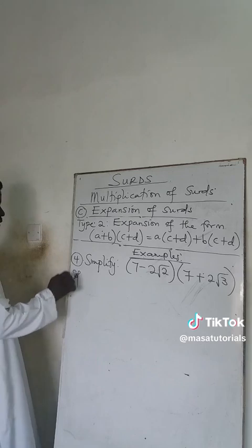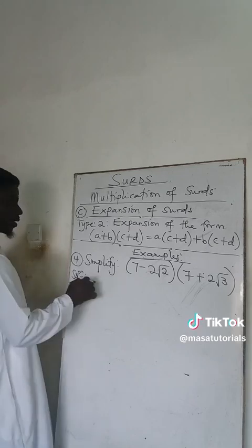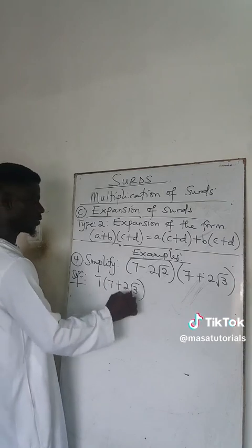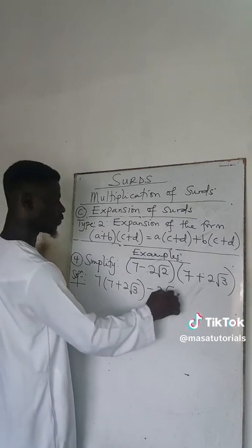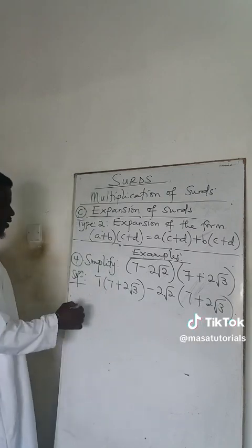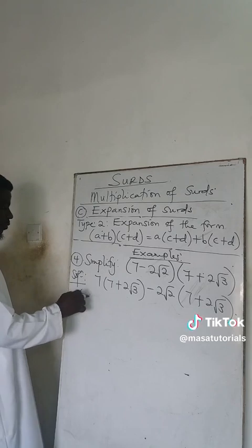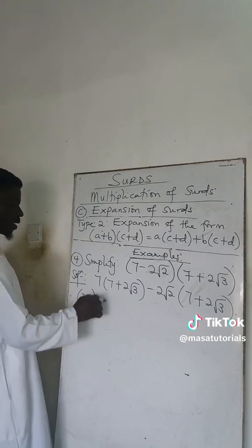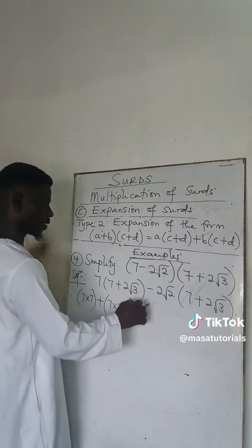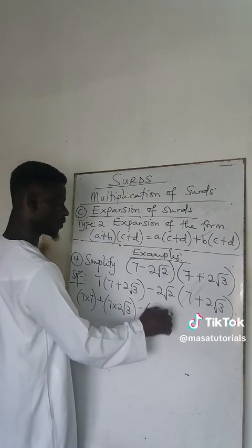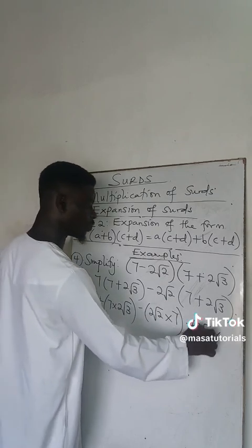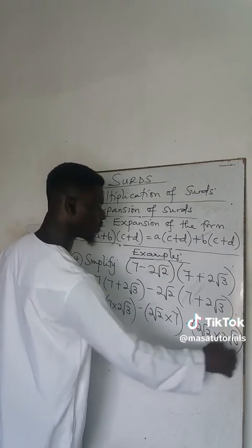So let's see the solution. Here we get 7 times 7 plus 2 square root of 3 minus 2 square root of 2 times 7 plus 2 square root of 3. So here 7 times 7, we get 7 times 7 plus 7 times 2 square root of 3. Here minus 2 square root of 2 times 7. Negative times positive is negative. 2 square root of 2 times 2 square root of 3.